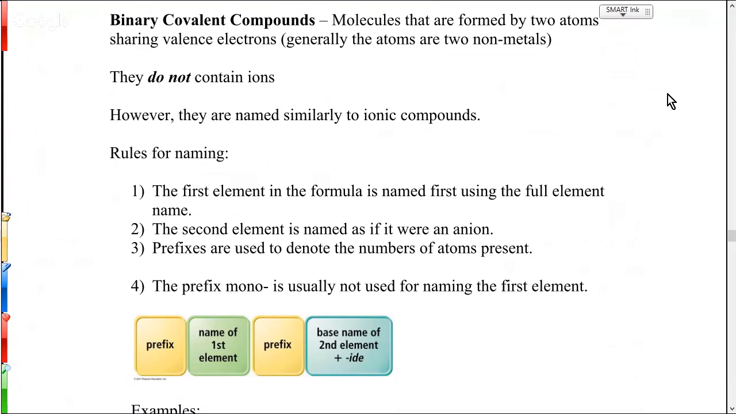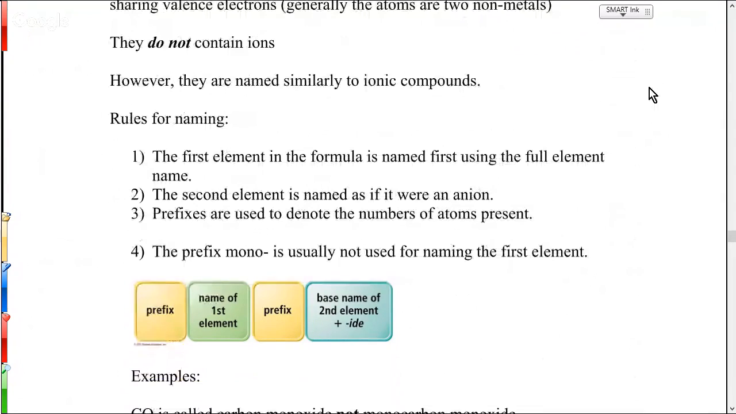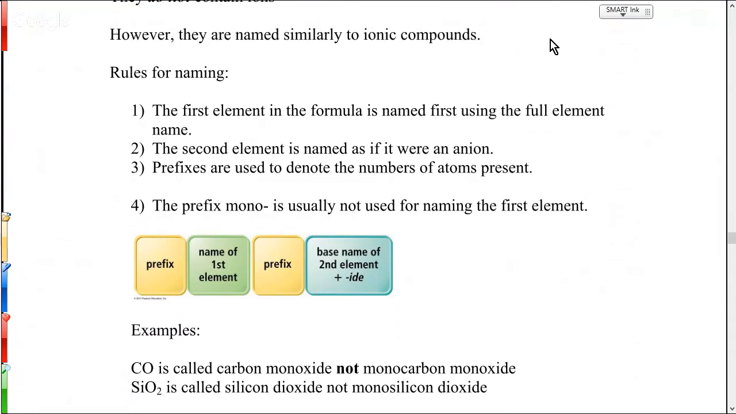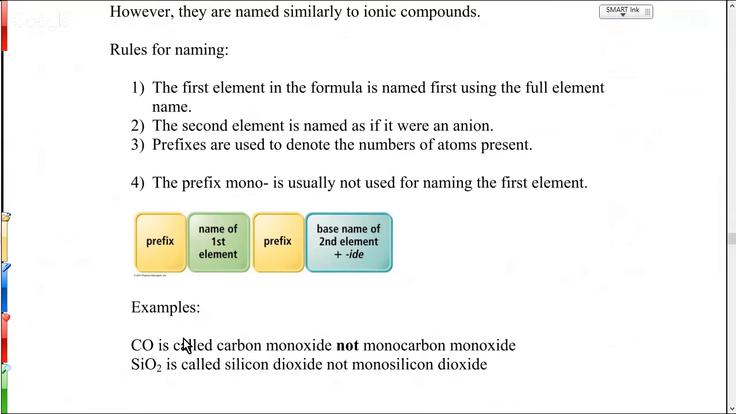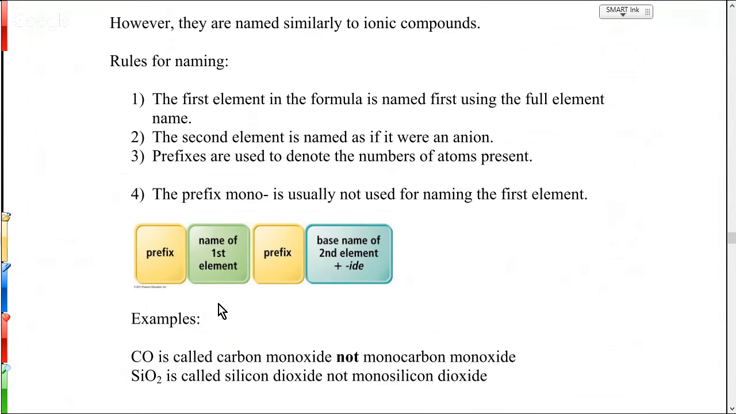So the way we name these is we actually specify how many of each element are in the formula. So for instance, CO we call carbon monoxide, like we're specifying that there is one oxygen. SiO2, silicon dioxide. You've heard these types of names before, right? Carbon dioxide. But there's a whole bunch of them.